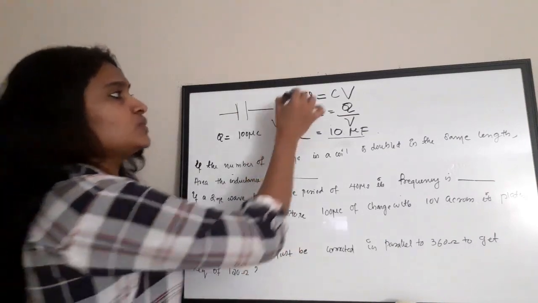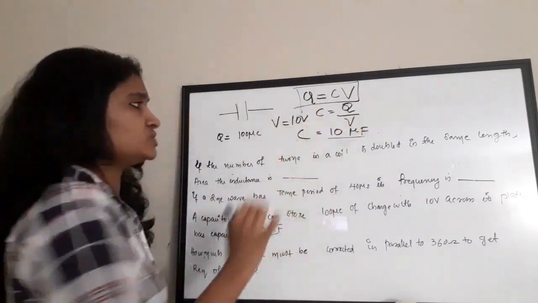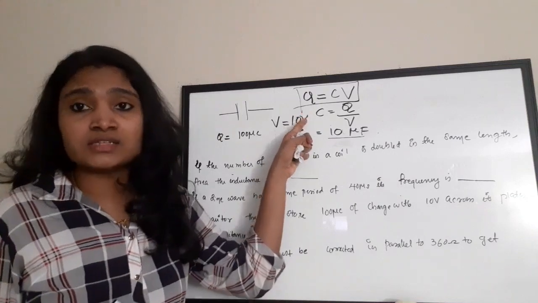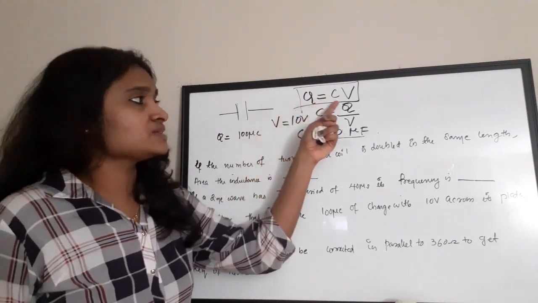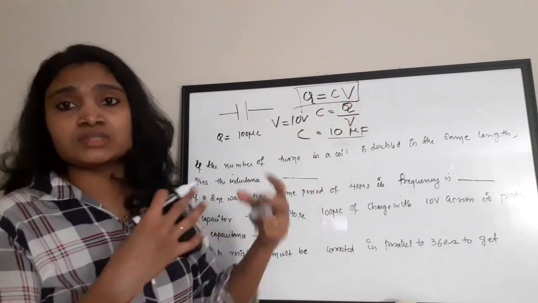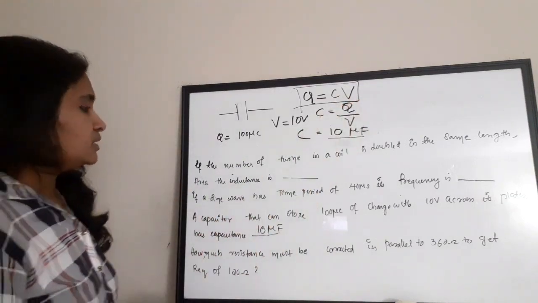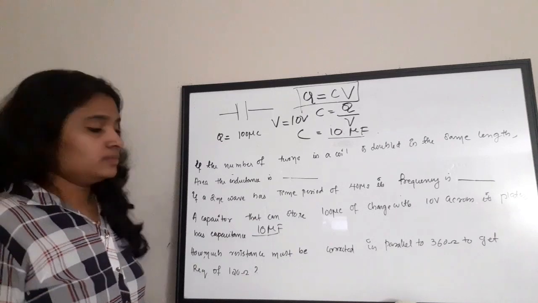So the equation you have to use here is this, which is a charge equation. Charge that is getting stored in the capacitor is given by capacitance into the voltage across the plates of the capacitor. Moving on to the next question.